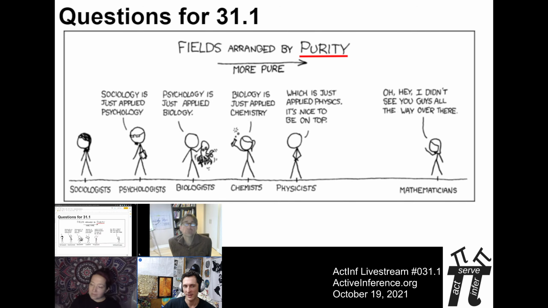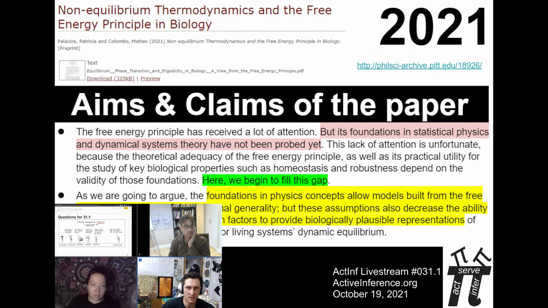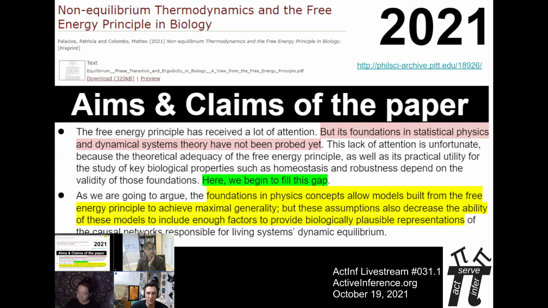So in the last few minutes, anyone else in the live chat could just ask a final question. Otherwise, let's just sort of recap. The big aims and claims of this paper were about the foundations in statistical physics and dynamical systems theory for the free energy principle. And what's on the line, what's on the table for whether the theoretical underpinnings are adequate or not for FEP and ActInf?